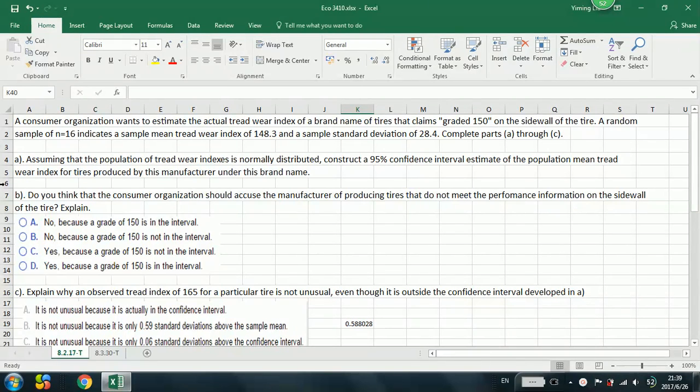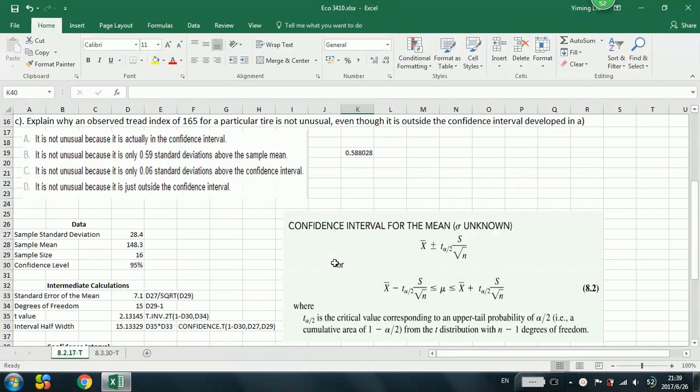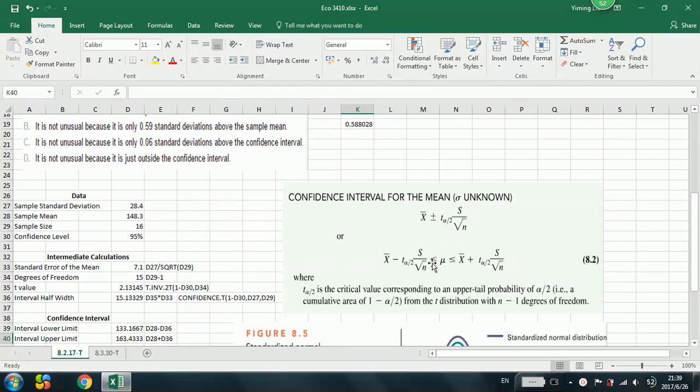The scenario that has been given is that a consumer organization wants to estimate the actual tread wear index of a brand name of tires that claims a grade of 150 on the sidewall of the tire. A random sample of n equals 16 indicates a sample mean tread wear index of 148.3 and a sample standard deviation of 28.4. So before we move on to the questions, the distribution we're going to use here is a t-distribution with sigma unknown.